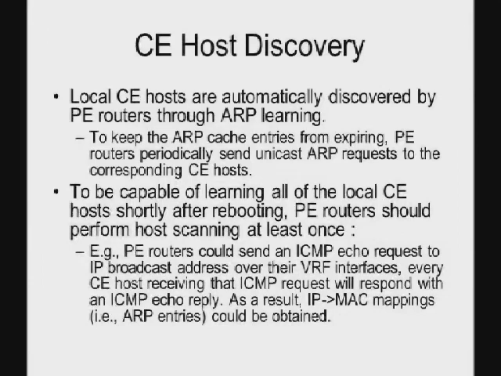Local C hosts are automatically discovered by P routers through the ARP learning mechanism. To keep those learned ARP entries from timing out, P routers should send a unicast ARP request to those known C hosts.